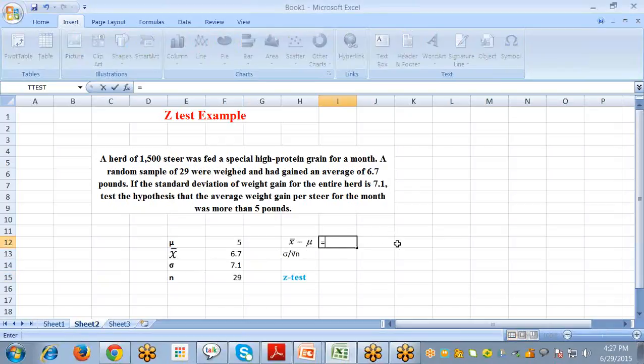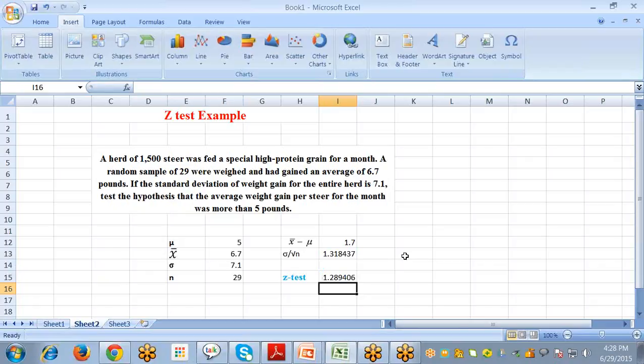So first we have to calculate x bar minus mu. Select the cell, type an equal sign, select the cell x bar minus mu, then enter. Then we have to calculate sigma divided by root of n. So we have the standard deviation, select the cell, divide, square root function and then n. N is the total number 29, and enter. So the z-test will be x bar minus mu divided by standard deviation divided by square root of n.